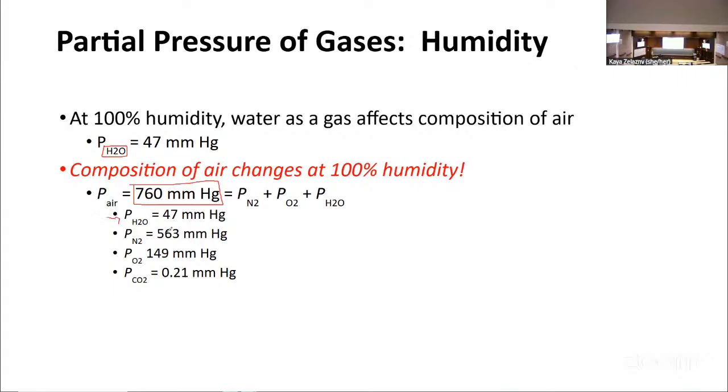Which means that we can see that partial pressure of the nitrogen and oxygen dropping. Right? On the previous slide, we had nitrogen at a partial pressure of 600. So now it's down to 563. We had oxygen, I think at 160. Now it's down to 149. In this case, if you're curious, we can still see carbon dioxide is almost nothing. It's going to be at 0.21 here.